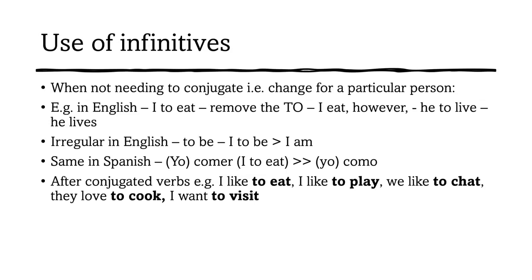Like in these examples, I like is already changed for the I form. If you had she likes, we'd have an S on the end, so it'd be slightly different from the infinitive. So we've got I like to eat. So to eat is the infinitive. I like to play. To play is the infinitive. We like to chat. To chat is the infinitive in English. They love to cook. To cook is the infinitive. I want to visit. To visit is the infinitive. So it's using those infinitives after other verbs are already changed.